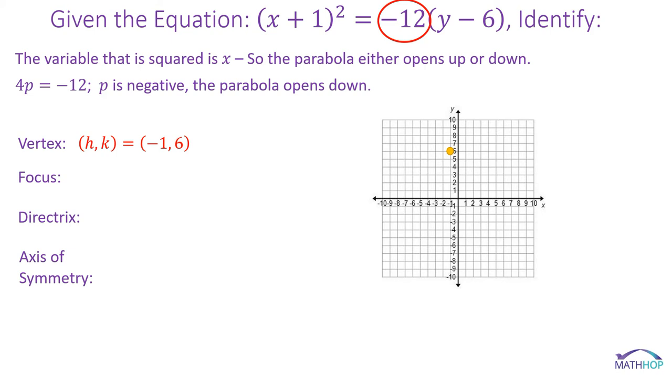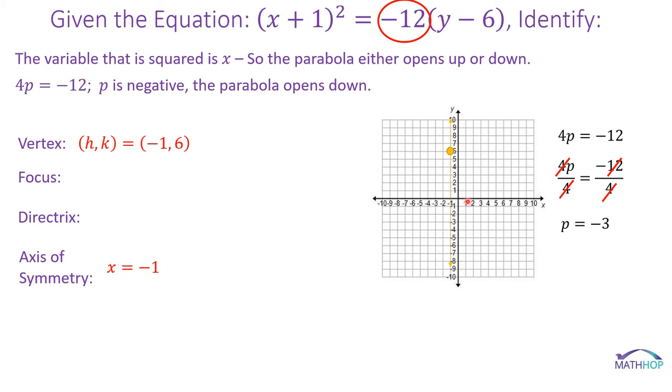So now that I know the vertex is (negative 1, 6), I know this thing opens down. I know my axis of symmetry has to go right through that vertex, so it has to be x equals negative 1. So let's put it on there. Now let's deal with this 4p expression. We're going to put together a little simple equation. We're going to say 4p equals negative 12. If we solve for p, we just divide by 4, and we get that p is negative 3.